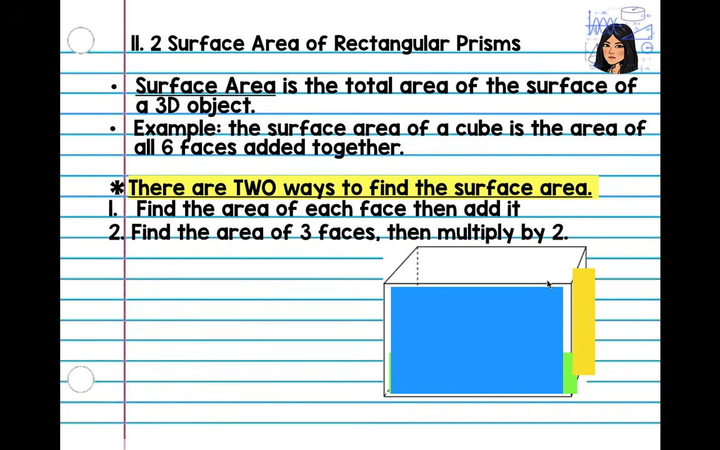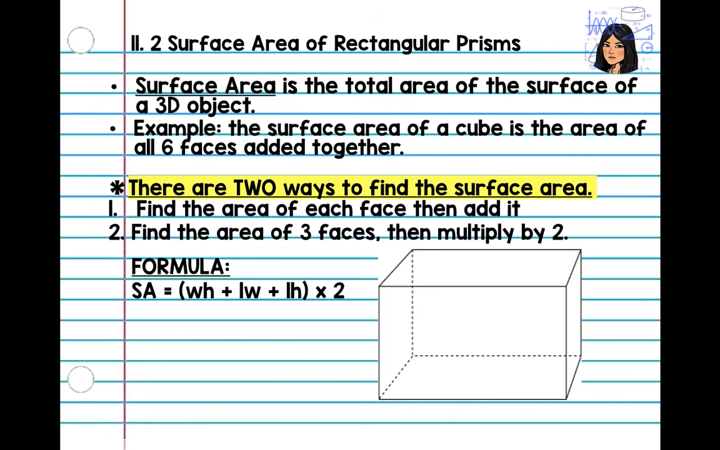And the reason why we only need to find 3 is because the top is the same as the bottom. This side right here is the same as blue, and then this side is the same as yellow. So we're going to skip a step instead of finding the area of all of it. Okay, so please write down your formula. Our formula is width times height plus length times width plus length times height, times 2.